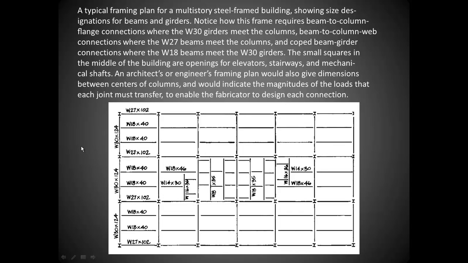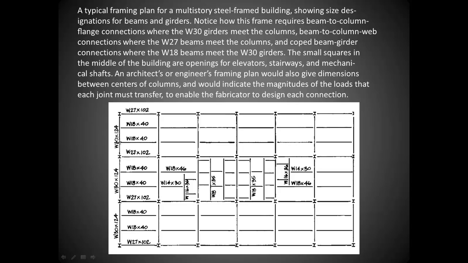A typical framing plan for a multi-story steel frame building would look something like this. We generally don't see plans drawn for steel framing, and what we're looking at here is in a plan view. We're looking down at this floor assembly. We can see our column assemblies are here, and this particular one doesn't indicate what the size of these columns are, but it does indicate what the size of our girders and our beams are.